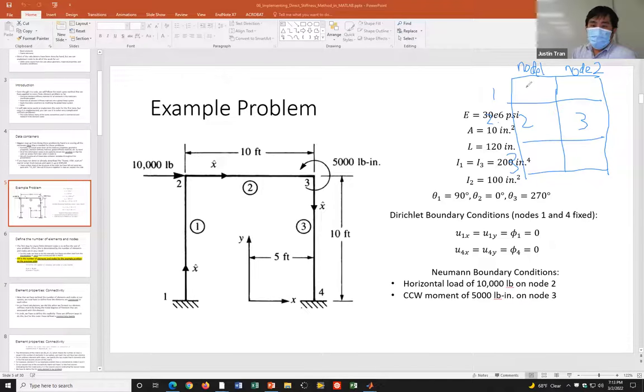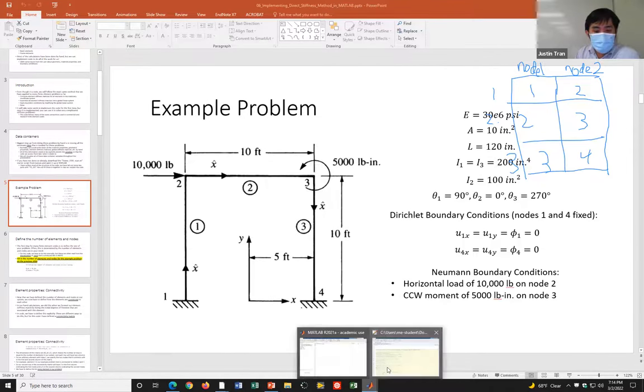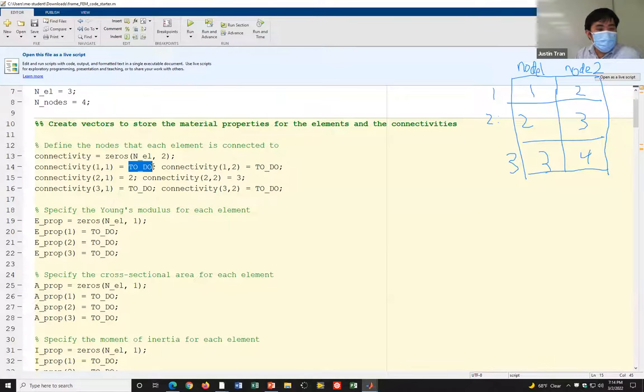All right, let's fill in the rest of the connectivity matrix here. Element one is connected to nodes one and two, so we put a one right there and a two right there. Then element three is connected to nodes three and four, so we have a three here and a four there. To implement this in the code: connectivity one, one is a one. Connectivity one, two is a two. Connectivity three, one is a three. And connectivity three, two is a four.